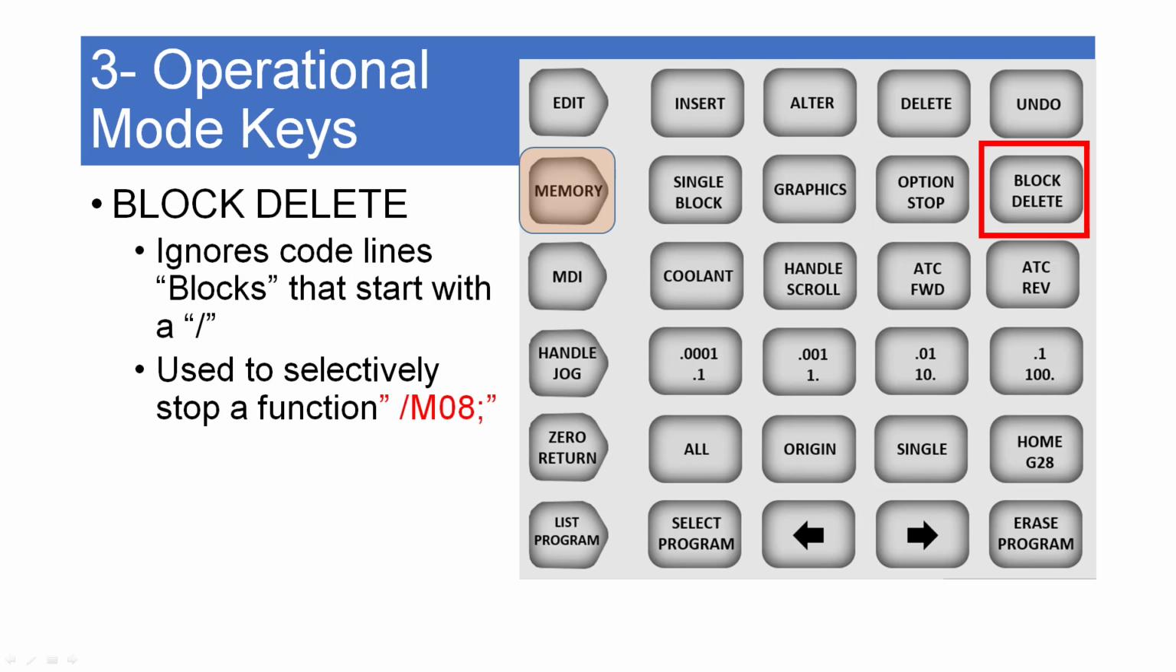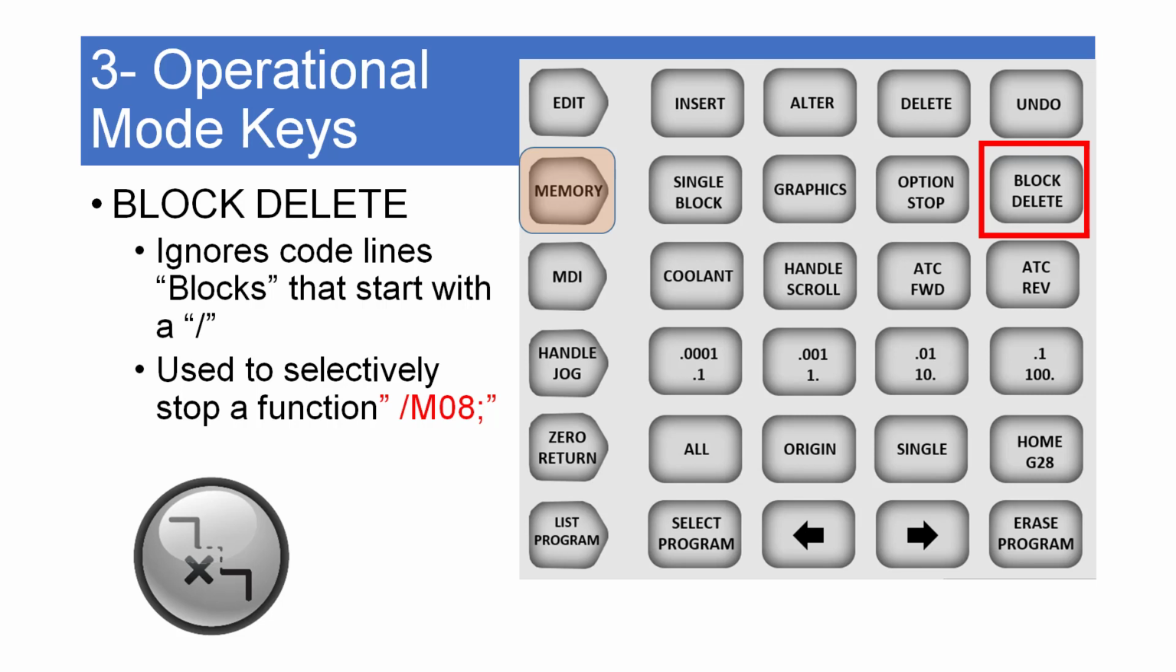Next is the block delete. Block delete will ignore any code, blocks, or lines with a / at the beginning of the block. This is a useful way to stop coolant operation throughout the program if you place your M08 coolant on command with a preceding /. Selecting the block delete will then turn the coolant off throughout the program for prove out or dry run conditions. The block delete icon will appear whenever the block delete is toggled on.